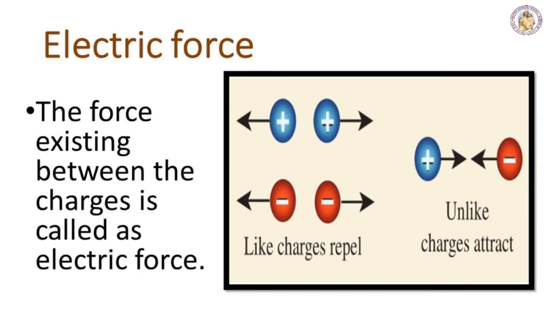Now we'll come to the topic electric force. Among electric charges, there are two types of electric force. One is attractive and the other is repulsive. Like charges repel and unlike charges attract. When you see this image, we can understand. Like charges means same charges, that is, positive with positive always repel, and negative with negative also repel. So all like charges always repel. Unlike charges, for example, positive and negative, always attract.